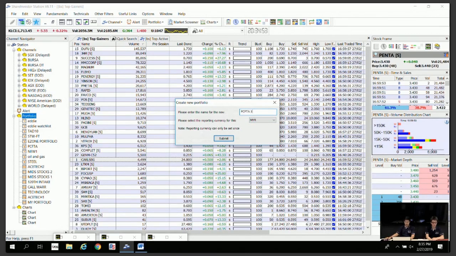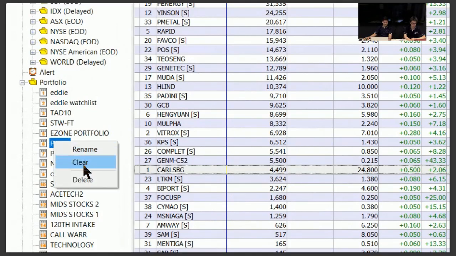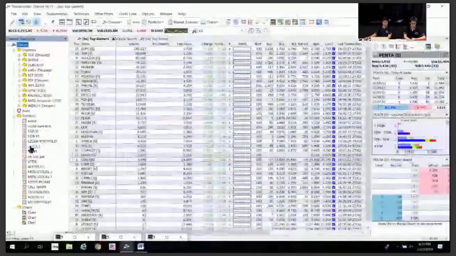Okay, let me just put one because I had the PCFTA there already. So submit. Okay. So here you can see I have a PCFTA and a PCFTA 1. For the PCFTA, this is the Singapore dollar one. So let me just delete it. How to delete? Right click on the PCFTA, delete. So I will only use the PCFTA 1. So I click on it.